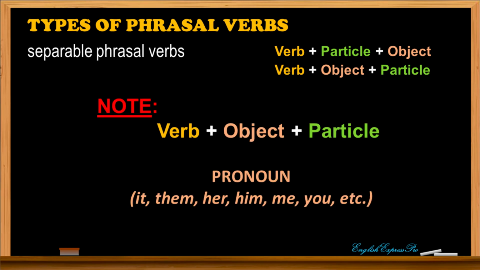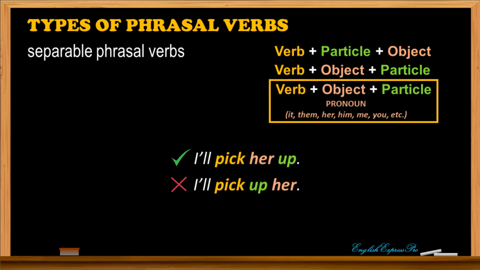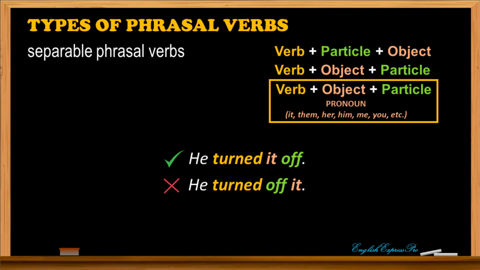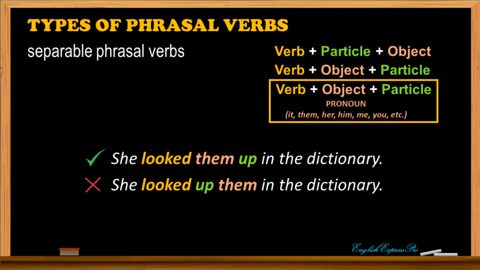But be careful. If the object is a pronoun, it must go between the verb and the particle. For example, I'll pick her up, not I'll pick up her. You say, he turned it off. But you cannot say, he turned off it. She looked them up in the dictionary. But not, she looked up them in the dictionary.